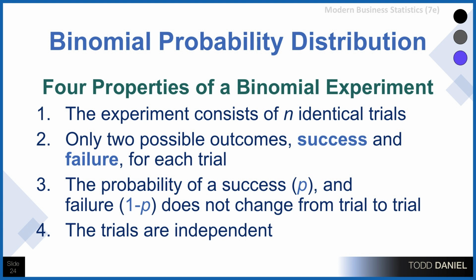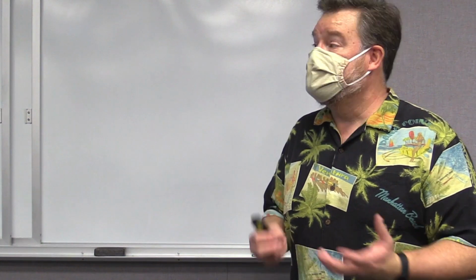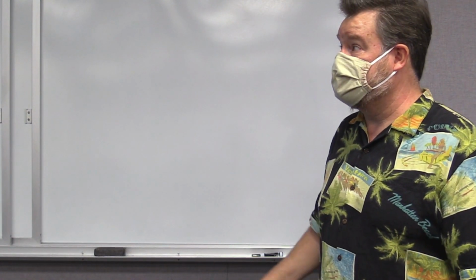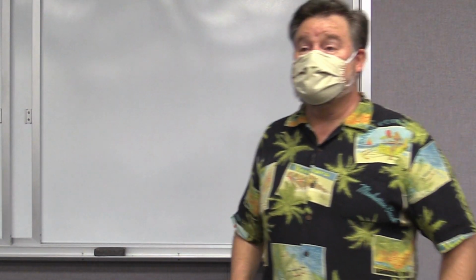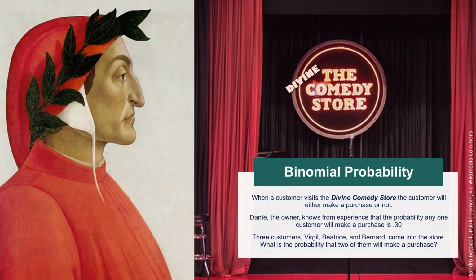Number 3, the probability of a success and the probability of a failure do not change from trial to trial. They are independent, so that the flipping of the coin when it comes up heads on this flip has no effect on what the coin will flip in the next trial, being independent of one another. So if we have satisfied all of those, let's use this example.